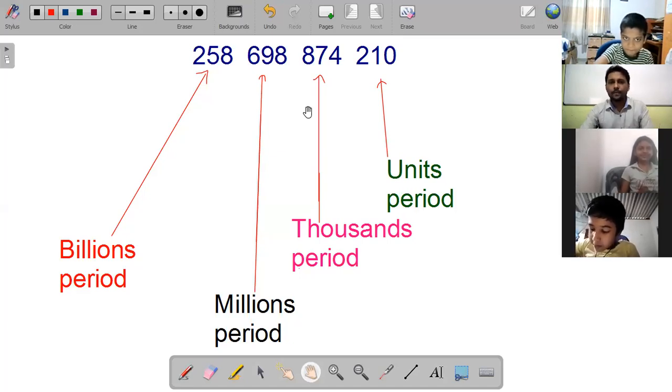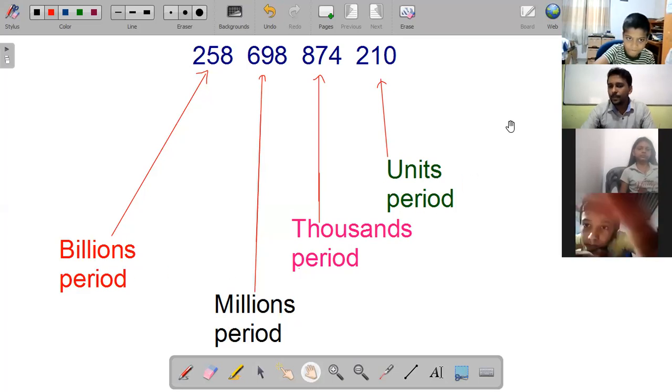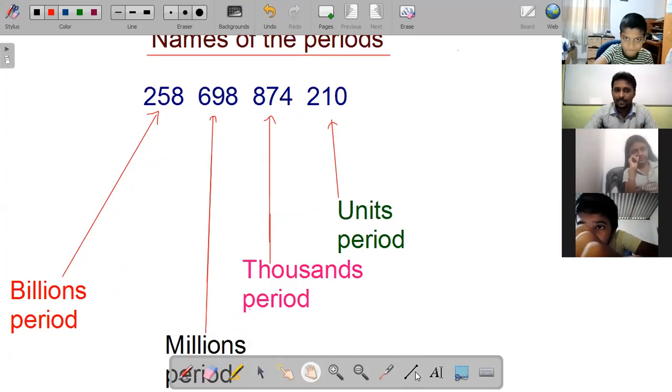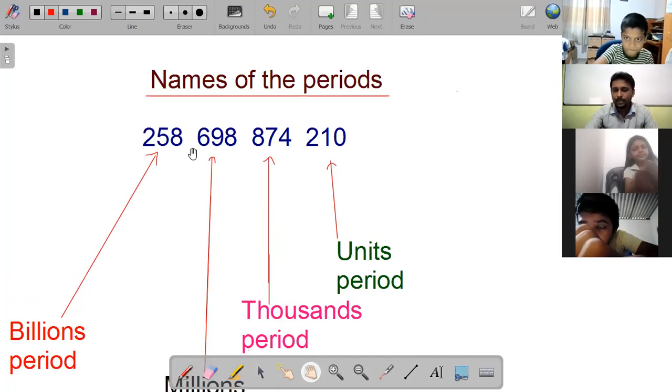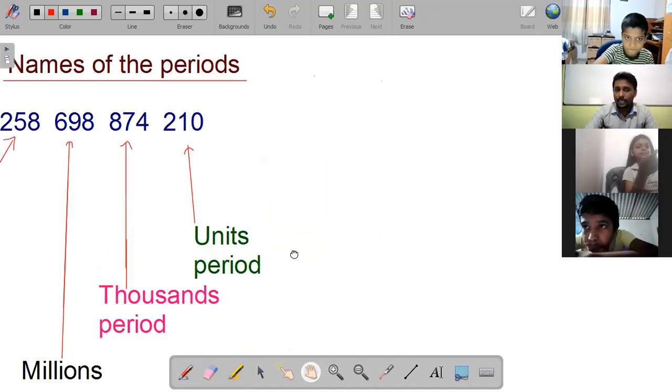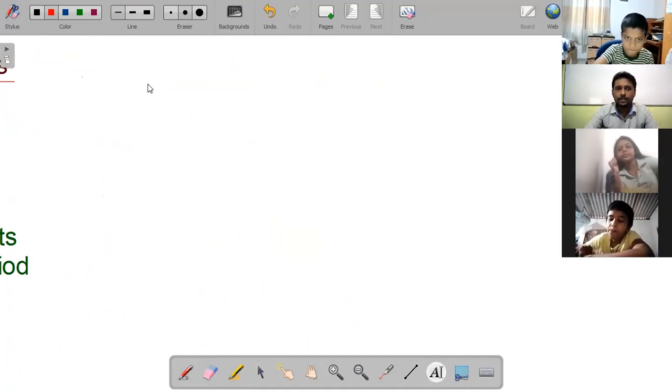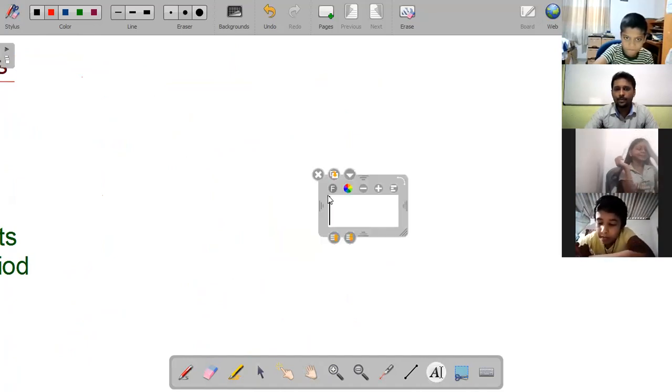Right. Okay. Also, remember the period names: units period, thousands period, millions period, and billions period. Then write them down in your book. That's the names of the periods. Okay. Right. Next subtopic, write down in your book.